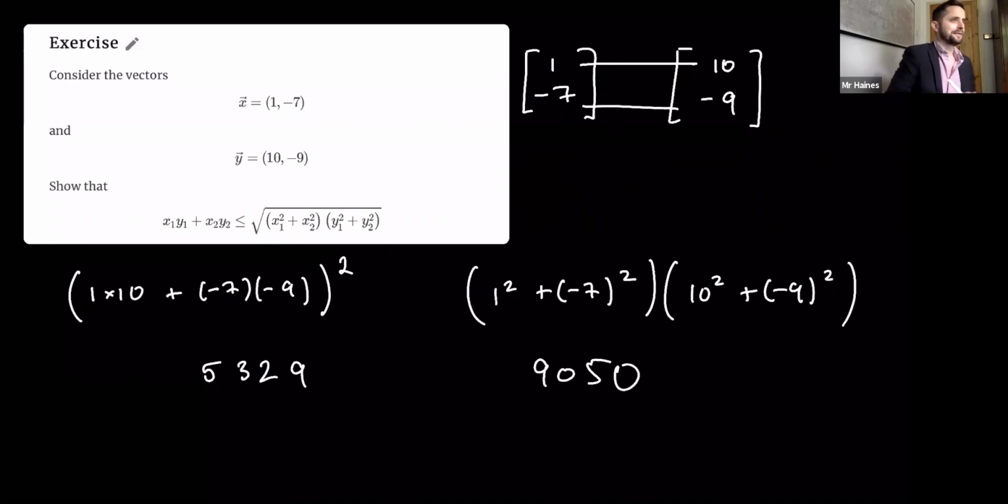Yeah, okay, fantastic, very good. So it does appear to be true. In this case, the number we calculated on the left-hand side of the Cauchy-Schwarz inequality really is smaller than the number on the right-hand side of the Cauchy-Schwarz inequality. So we've just made sure that Cauchy-Schwarz definitely works in the case of 1, -7 and 10, -9.